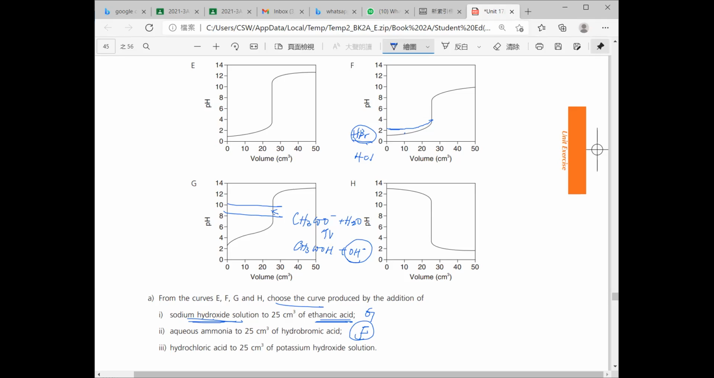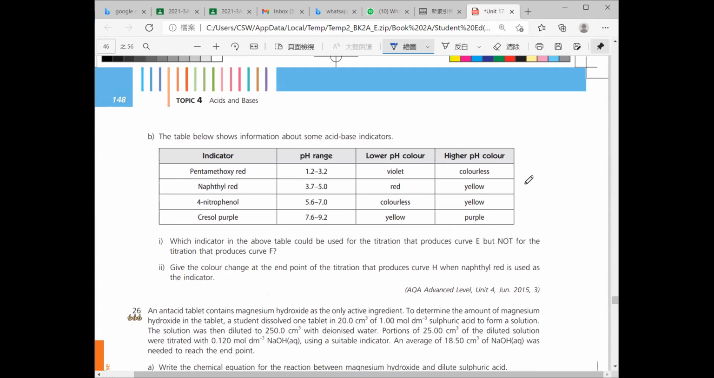How about number 3? Hydrochloric acid to 25 cm cube of KOH. That is H this time. H. Why? Because acid is added finally, right? It makes the solution acidic. So this H is more possible. Questions?